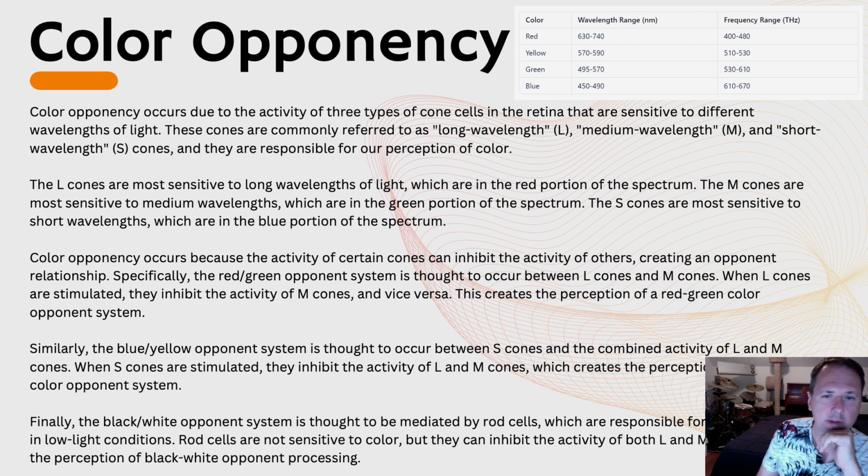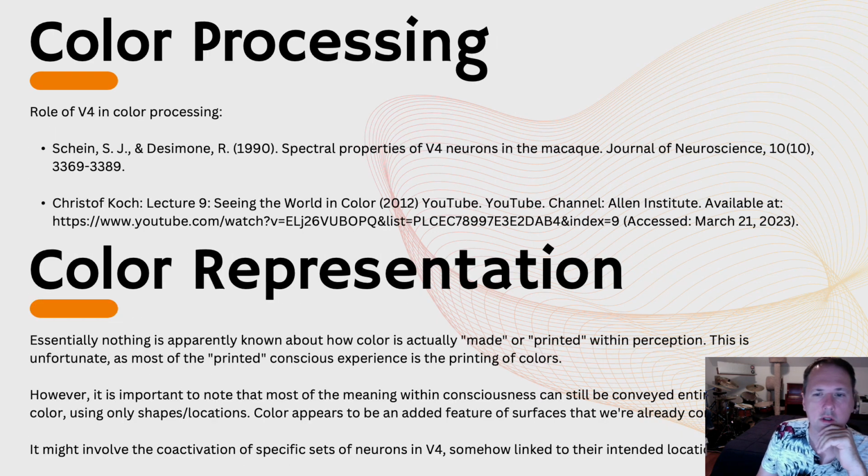Just some more information on color opponency. If you're interested, you could pause and read a little bit there. This is a good video here by Christoph Koch on color processing. And there's a documentation talking about V4. But I think it's better to think in terms of some global mechanism for generating color.